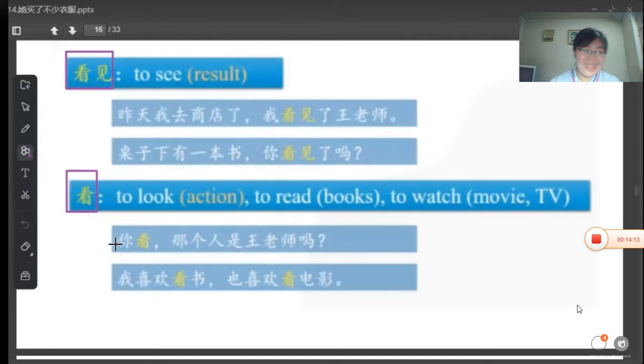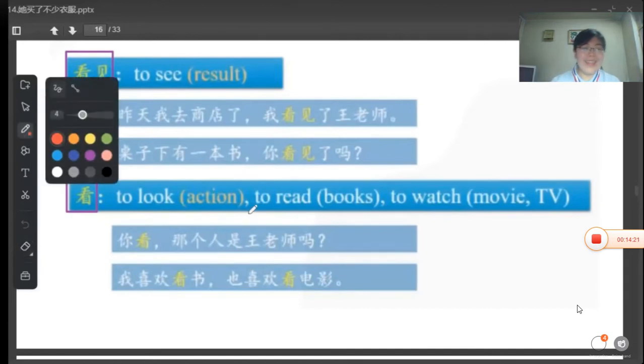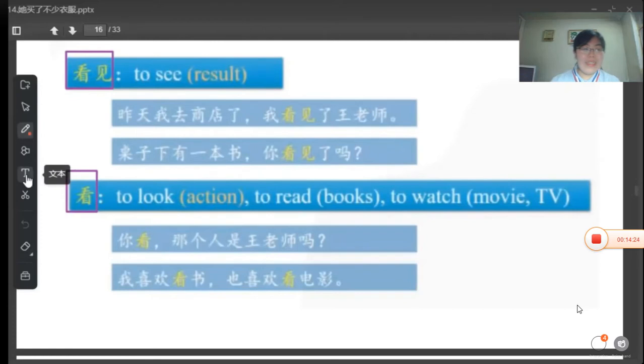This is the first meaning. The second, read. 看 means to read. 看书, read books. Third, to watch. 看电视, watch TV. 看电影, watch a movie. We all use 看.